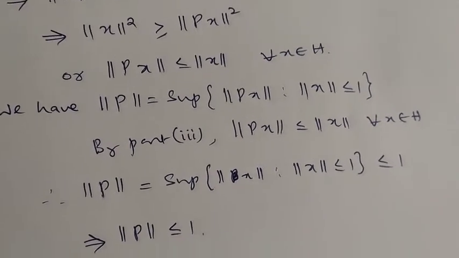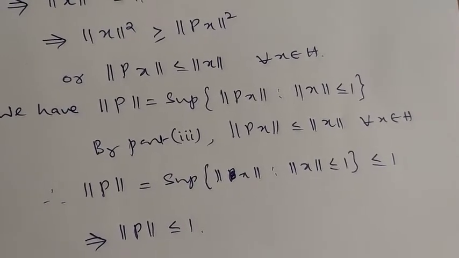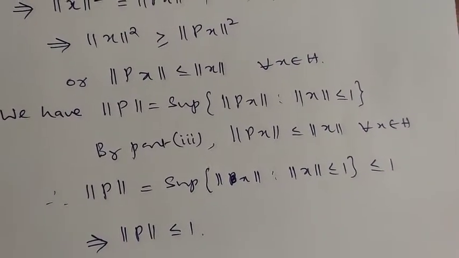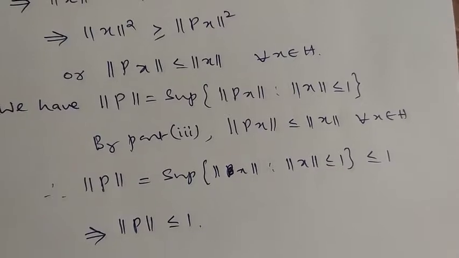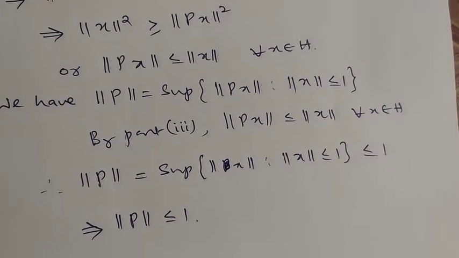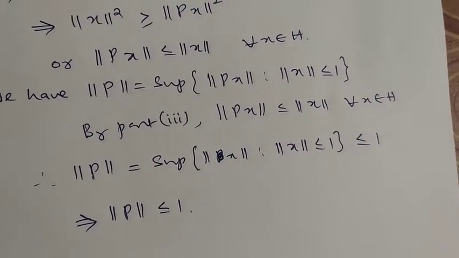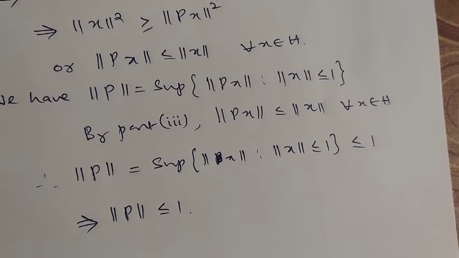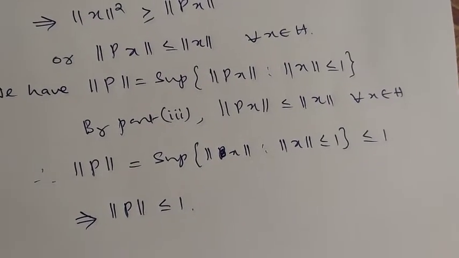So we have proved 4 conditions. If P is a projection on H, then P is non-negative, 0 is less than or equal to P less than or equal to I, norm of P of x is less than or equal to norm of x, and norm of P is less than or equal to 1.